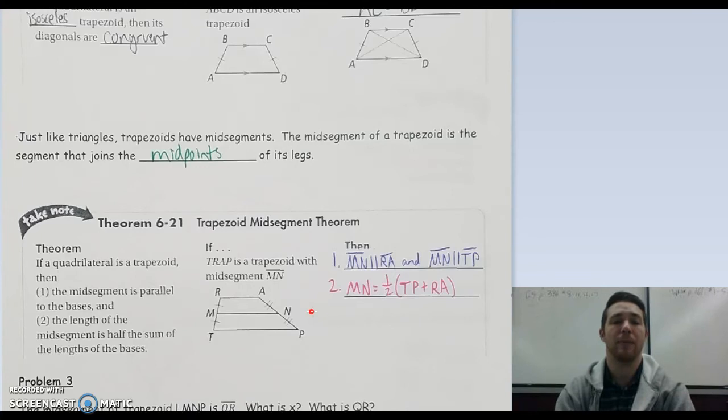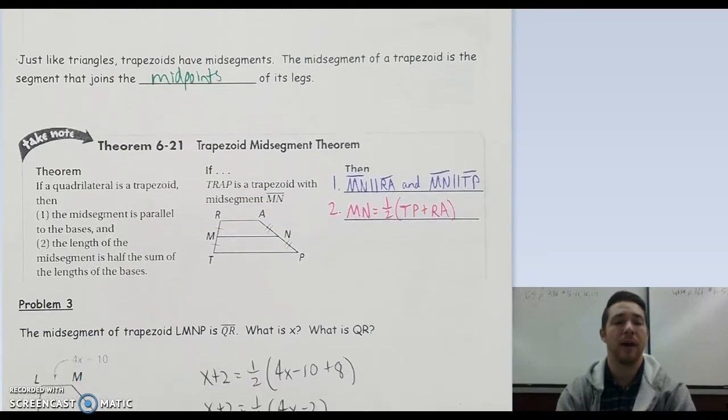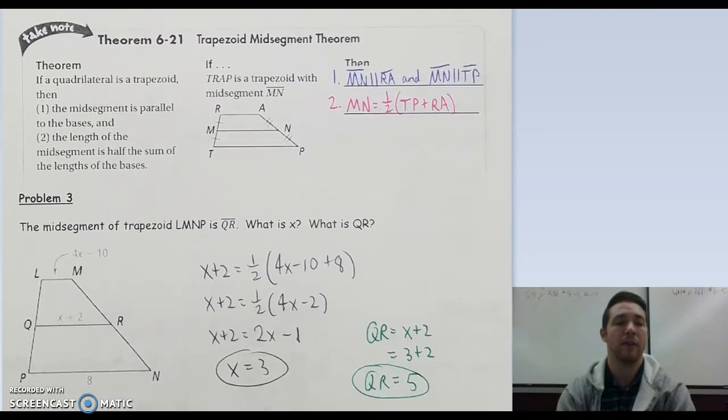And the second thing we can say about that, similar to what we said for our triangle, is the midsegment is half the length, not just of one base though, but of the sum of the two bases. So if I'm looking for the length of the midsegment, that's going to be half of the sum of the two bases added together. So if I add my two bases and divide that in half, that should find me the length of that midsegment. So a little bit harder than with a triangle. So we're going to use that to find X and QR in this next question.